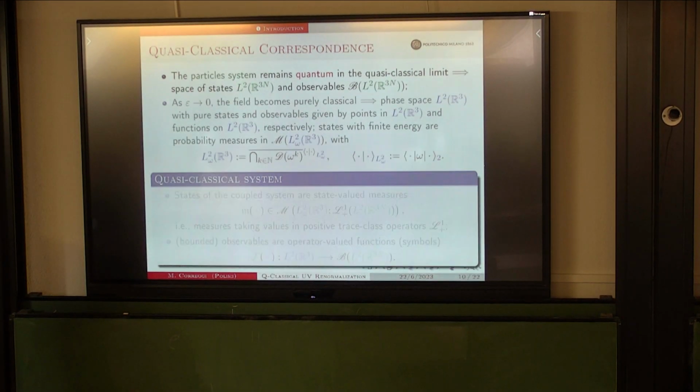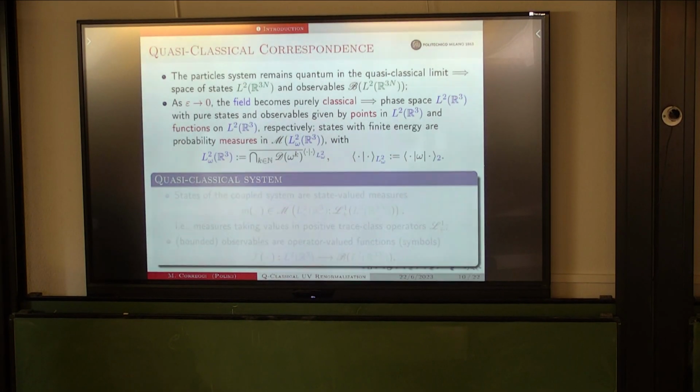Okay, so from now on, let's forget about the ultraviolet renormalization and focus on the quasi-classical limit. So I have to tell you what I mean by that in a precise mathematical way. The particle system will remain quantum. So I'm not touching the h bar, if you like, of the particles. What I'm going to take is a classical limit only at the level of the field. So the degrees of freedom for the particles, the states, will still be L2 of R^3n, and the observables are bounded operators on L2 of R^3n. And n is fixed again.